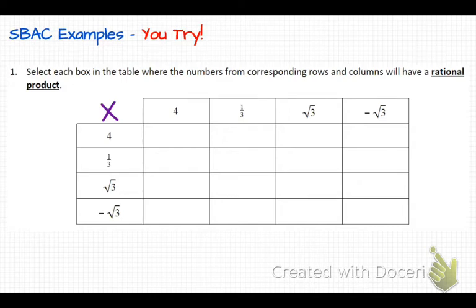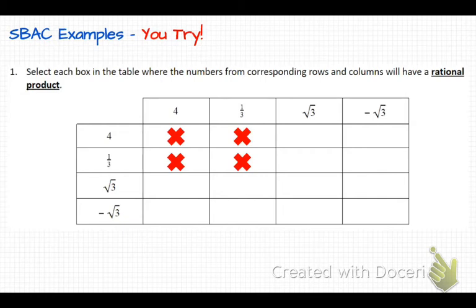Sure. Okay, so 4 times 4 was 16. So you told me that was rational? Okay. What about 4 times 1/3? Good, because that's 4/3. What about 4 radical 3? Good, and 4 times negative radical 3? Good. Okay, what about 1/3 times 4? Second row. And 1/3 times 1/3? That's 1/9, right? And what about 1/3 times root 3? And 1/3 times negative root 3? Good, because on both of those, radical 3 is in the numerator and it can't be simplified.